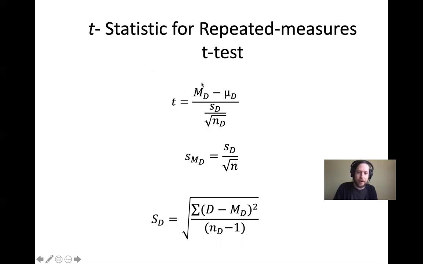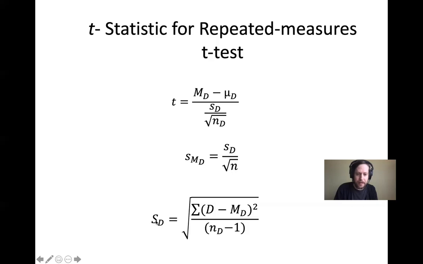So really what we care about is M sub d, which we just calculated for an example. And we'll calculate it for another example. M sub d, that's going to be whatever the mean of the difference scores is, that's the numerator of our t. The denominator will be the sample standard deviation of the difference scores divided by the square root of n. So we'll have to learn how to calculate sample standard deviation of the difference scores, which is right here.